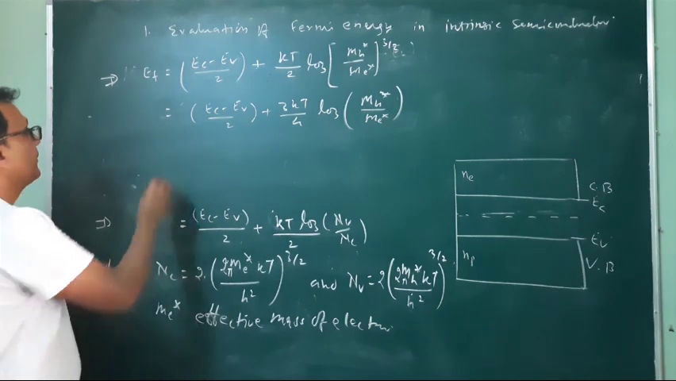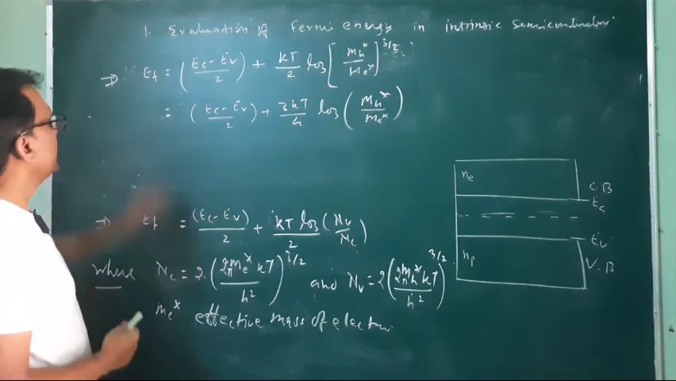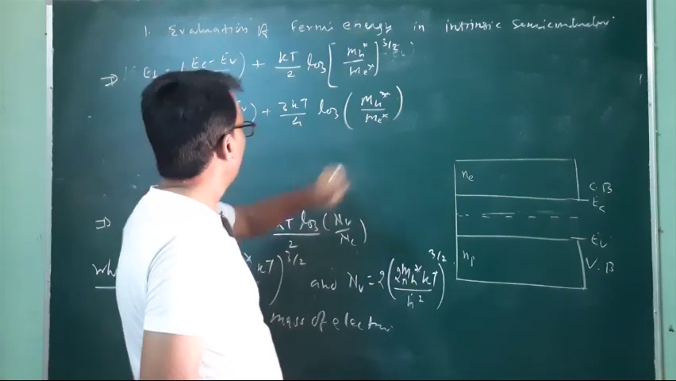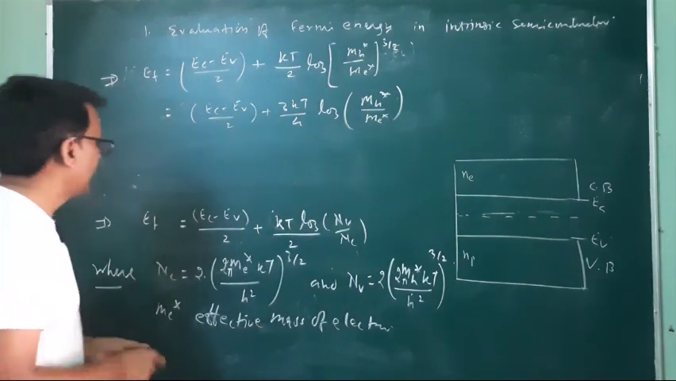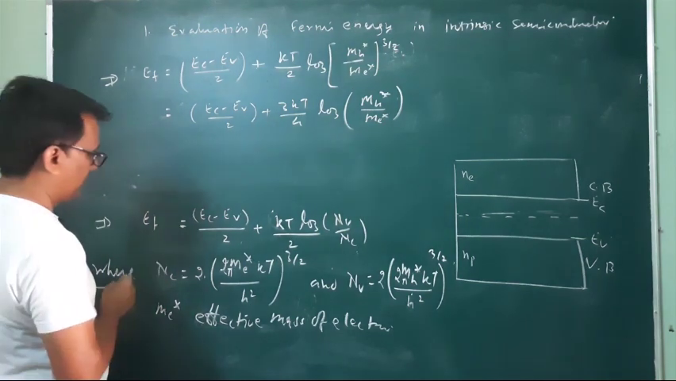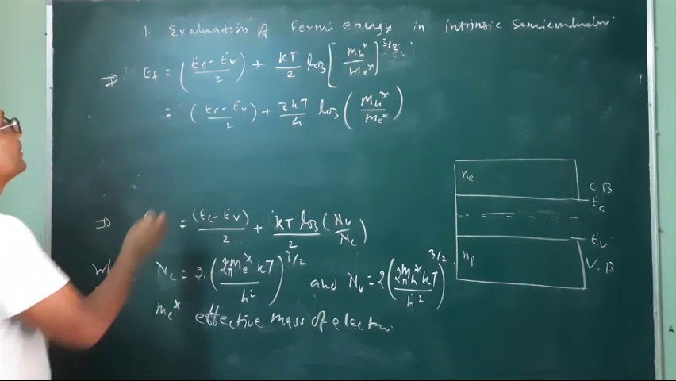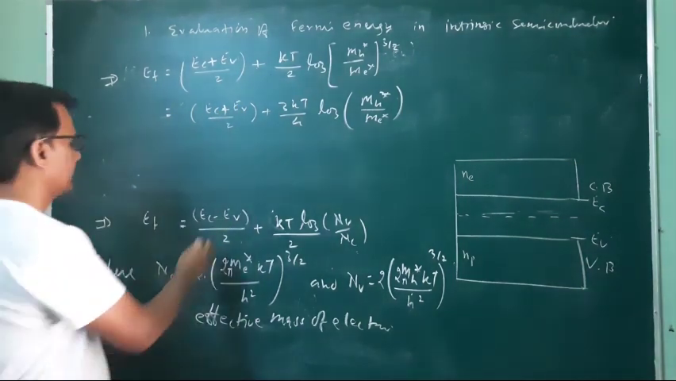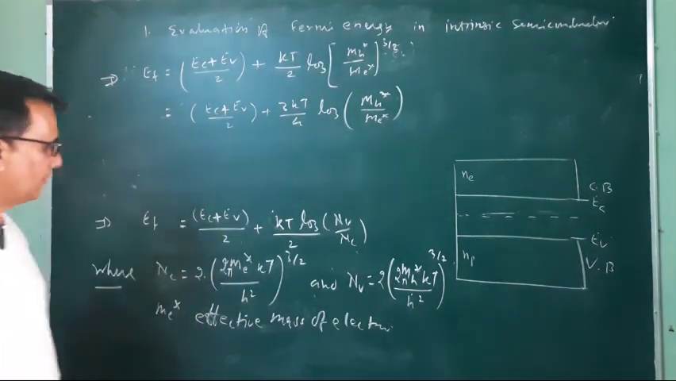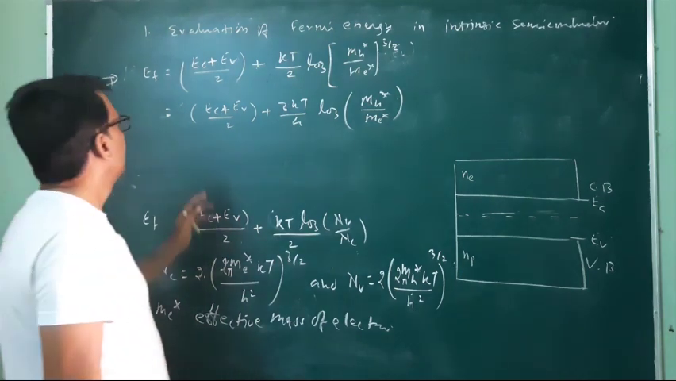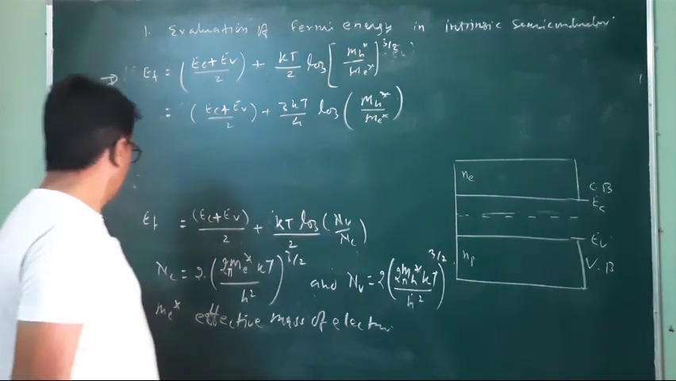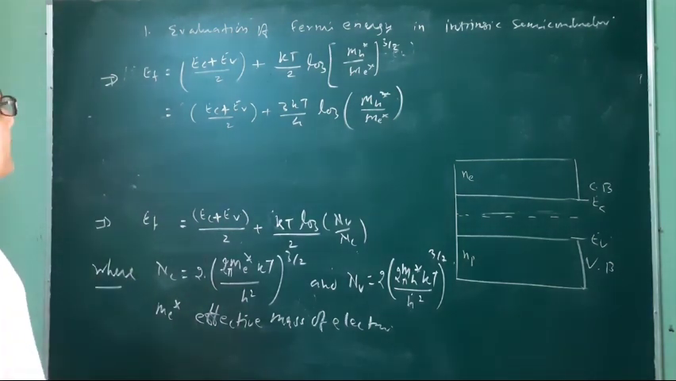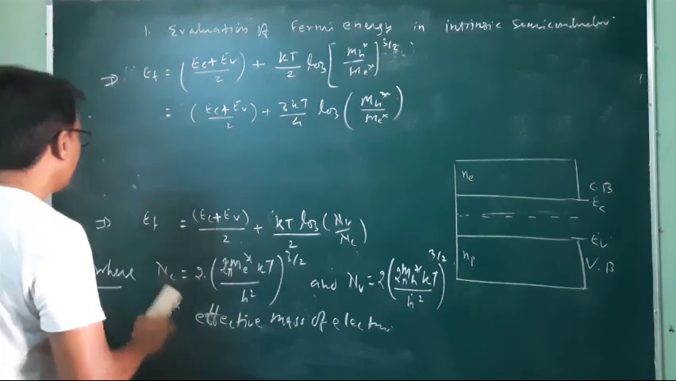So this is the pre-final output, and this Ef is actually a function of temperature, and also a function of the effective mass of hole and effective mass of electron, as well as this gap. And here there is some mistake. This will be with a plus sign. Correction should be there, so this will be with the plus sign.